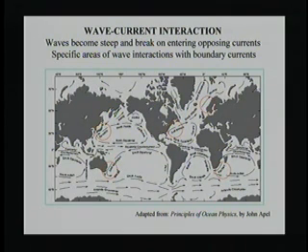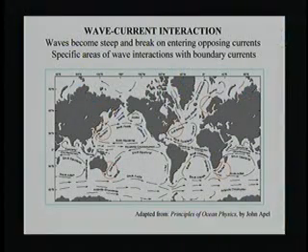And the common thing about these areas is that they're all in situations where waves generated by storms at high latitudes, that is closer to the poles, can propagate against these currents. So waves coming from the Southern Ocean can propagate against the East Australia Current, against the Agulhas Current. Storms in the North Atlantic oppose the Gulf Stream, the North Pacific, the Kuroshio, and similarly for the currents off Norway. This is an example of wave-current interaction, that waves become steep and break on entering opposing currents.